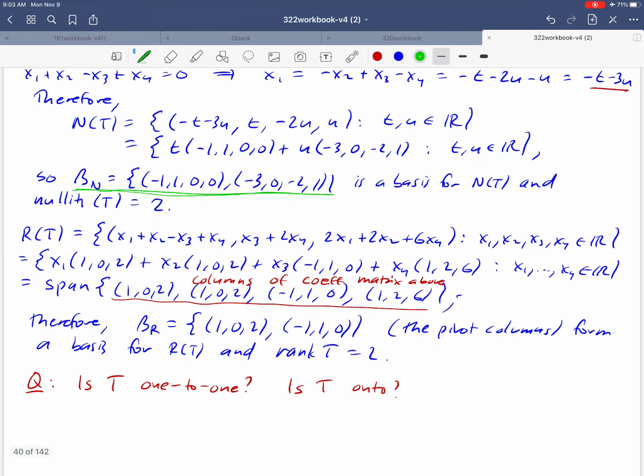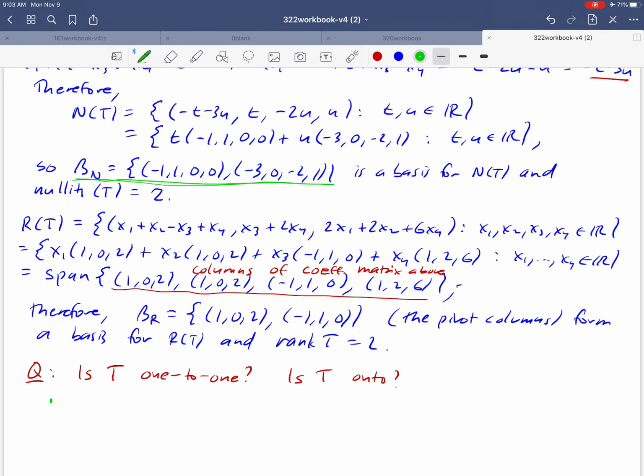So here's what we can say then to answer this question. I'm going to use blue here. Okay, so T is not one-to-one because of the fact that the null space of T is not equal to just the zero vector. It's our basis up here that tells us that. We can look at that set and notice there are two non-zero vectors in our basis.